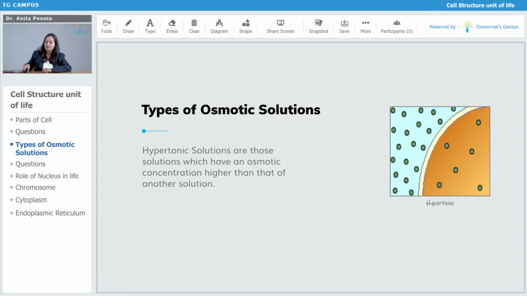Okay, so what's going to happen now? Say we have taken the blood cell here, or we have taken the plant cell here, like this. So what is here? The osmotic pressure inside the cell is higher than the environment or the outside. So what's going to happen? All the water is going to move out. So now how is this going to look? This is going to look something like this. This will become flaccid.